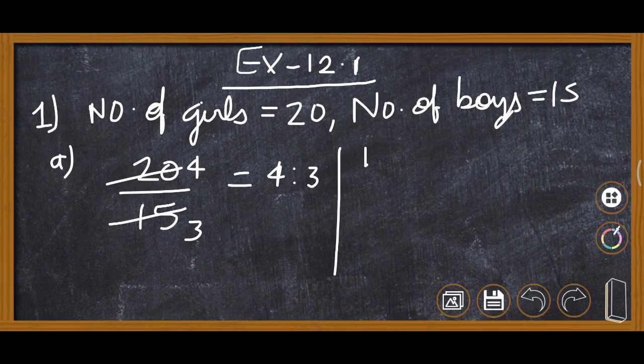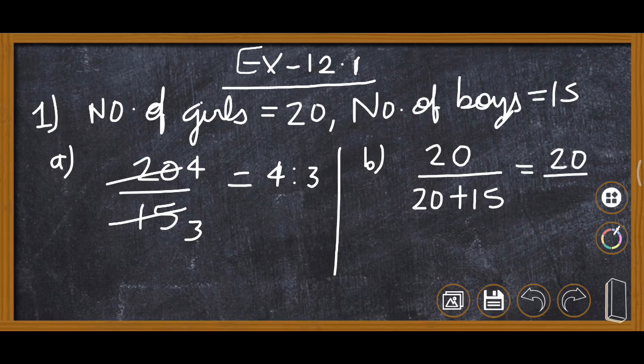And in B part it is written, what is the ratio of the number of girls to the total number of students? So number of girls you can see 20 and total students will be boys plus girls, means 20 plus 15. Then 20 upon 35. Now we will cut it by 5, 5 4s are 20 and 5 7s are 35. So answer is 4:7. The answer of B part is 4:7.